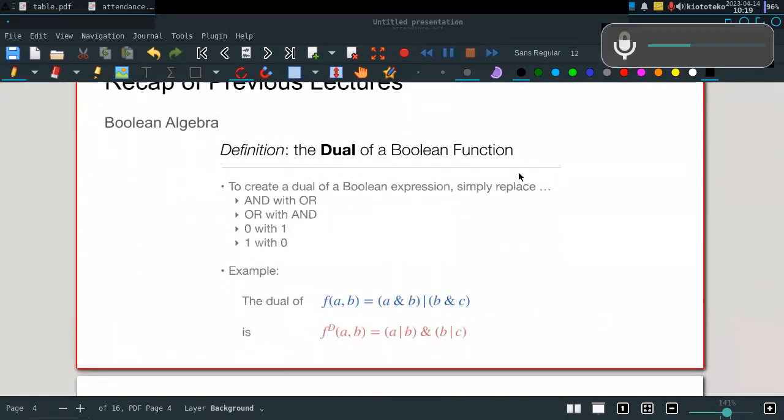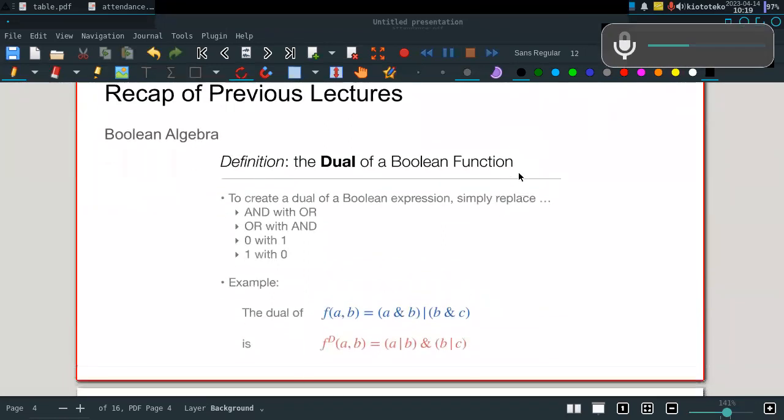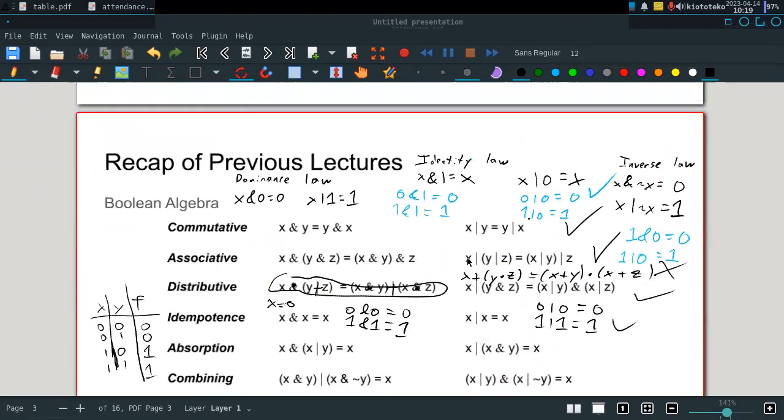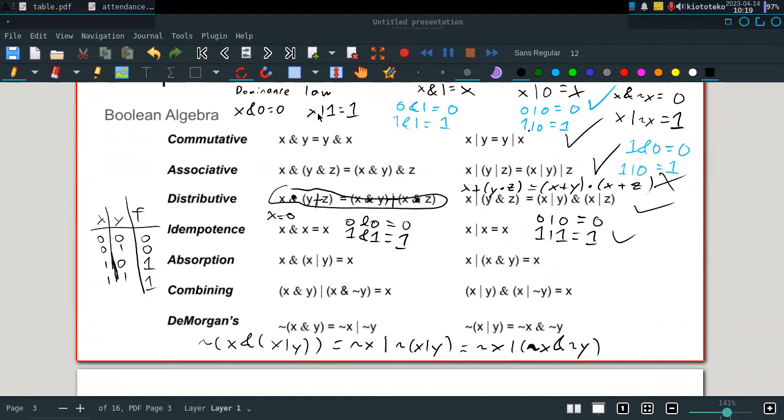So again, I was talking about the dual. The dual is nothing else than this property Boolean functions have that if you replace ands with ors or ors with ands and zeros with ones, you'll get another valid expression. As you can see here, like all these properties, if you get the dual, you'll get another property that is also valid. Now, this doesn't mean that these functions are equivalent. It just means that if you replace these operators and ones with zeros, you'll get another valid property.